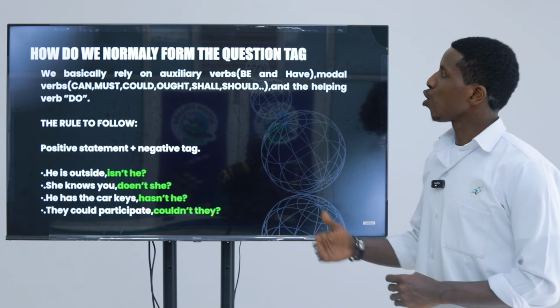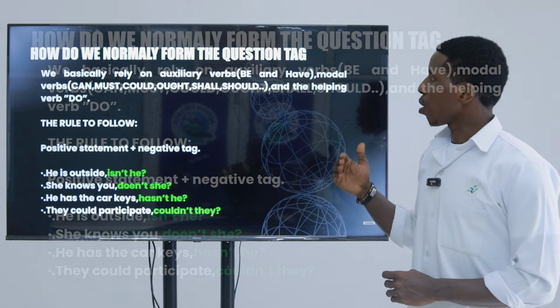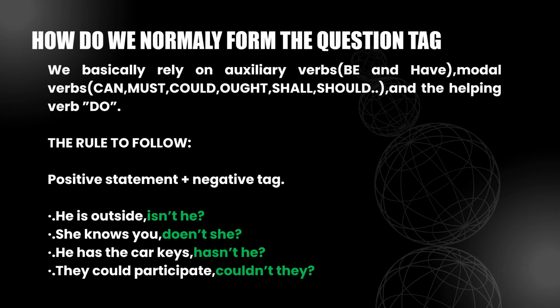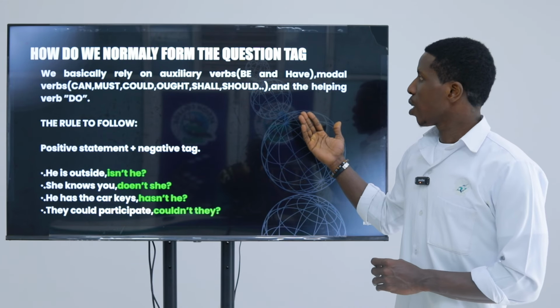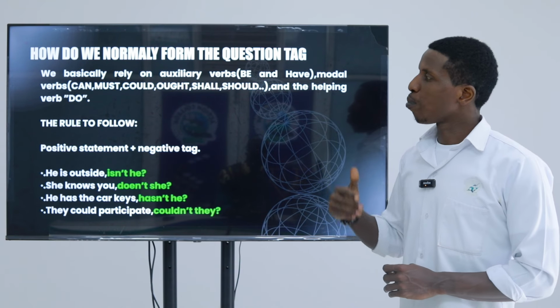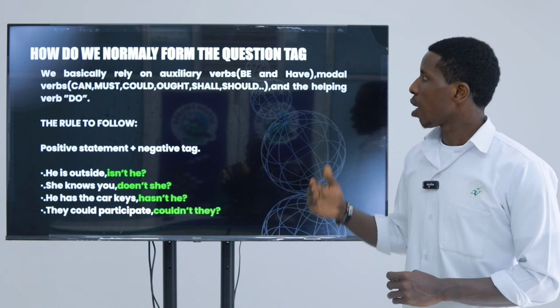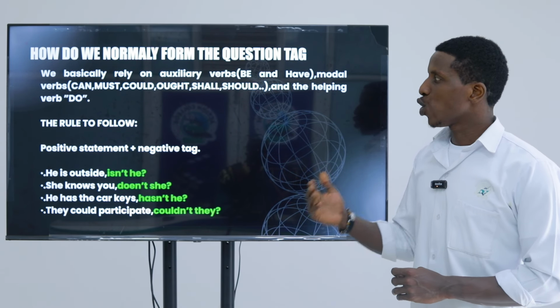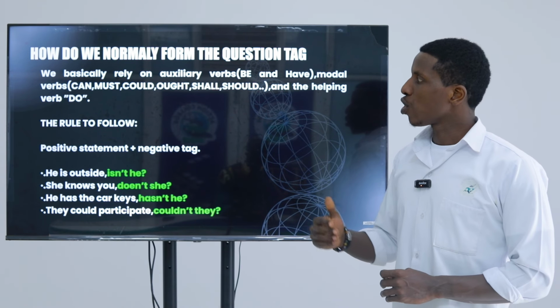So then, how do we normally form the question tag? We basically rely on auxiliary verbs. It means a question tag is made with auxiliary verbs or modal verbs. For example, we have the auxiliary verbs to be or to have. But also we have modal verbs, which are can, must, could, ought, shall, should, etc. And the helping verb, which is do.